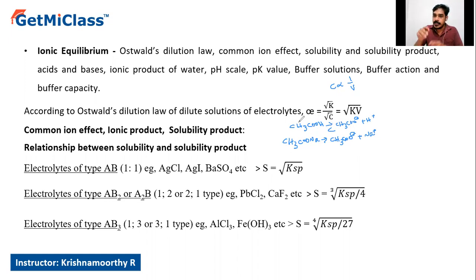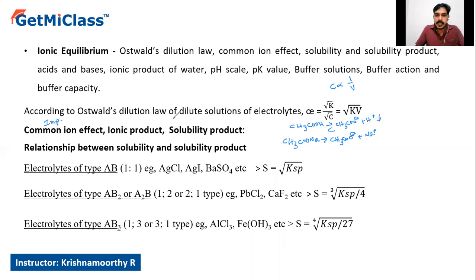In other words, there is a suppression of the degree of dissociation of acetic acid. So the rate of dissociation is decreased here. Or in other words, the H plus ion concentration goes on decreasing. Therefore, acidity decreases, pH value increases. So suppression of the degree of dissociation of a weak electrolyte by addition of a salt containing a common ion, that is called the common ion effect. One of the important concepts.